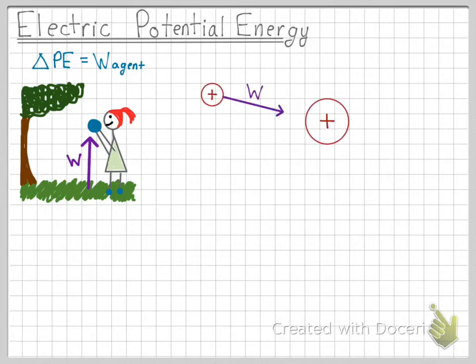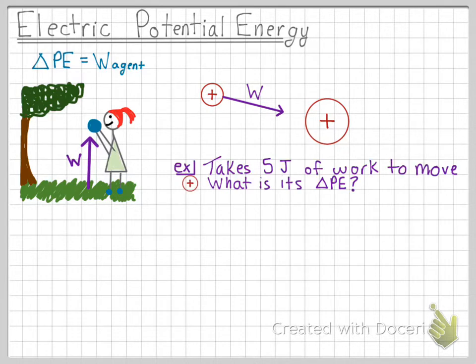We also know that like charges repel, so we can do work in positioning this positive charge closer to the larger positive charge. And if we put in 5 joules of work to position this positive charge, we could be asked the charge's change in potential energy. And like we said before, the amount of work an agent must do to position an object is equal to its change in potential energy. So since we put in 5 joules of work, we know that 5 joules will be the charge's change in potential energy.